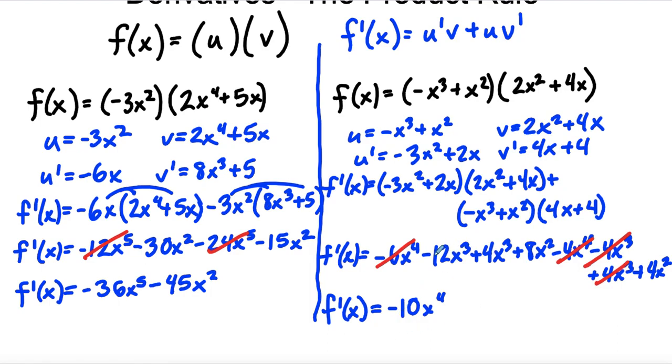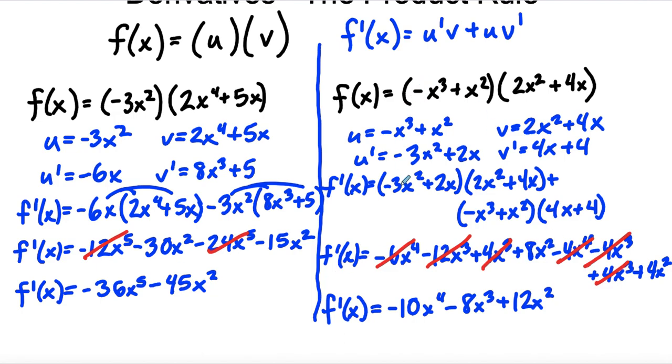And then here we're going to have negative 12x cubed plus 4x cubed. And those are the only instances of x cubed, so that's going to leave me with negative 8x cubed. And then I'm going to have two things left. I've got 8x squared plus 4x squared, so that is going to leave me with 12x squared. And now I'm done with this one.